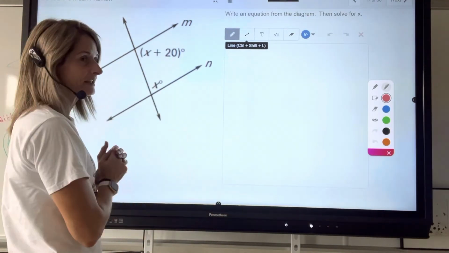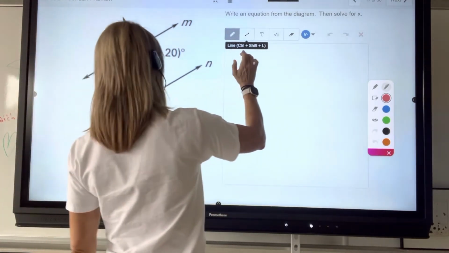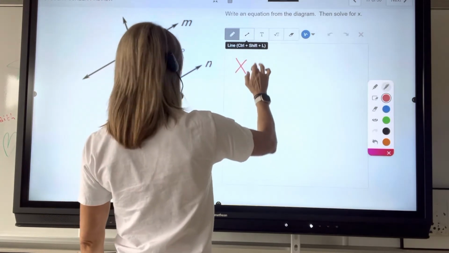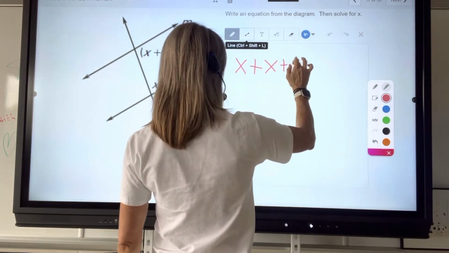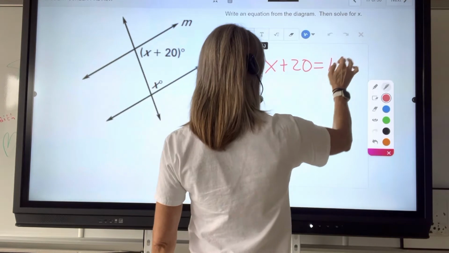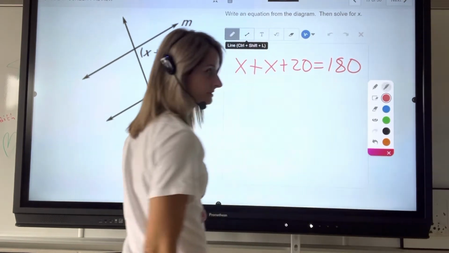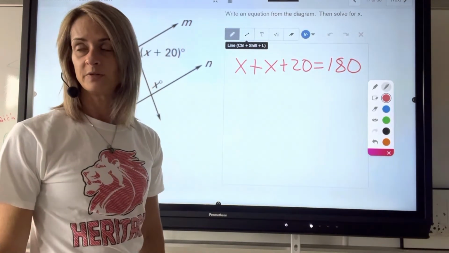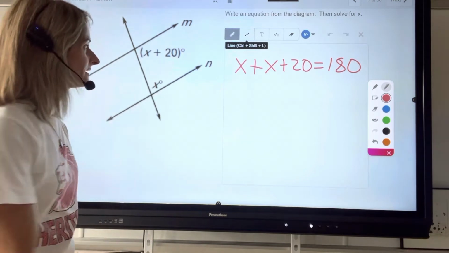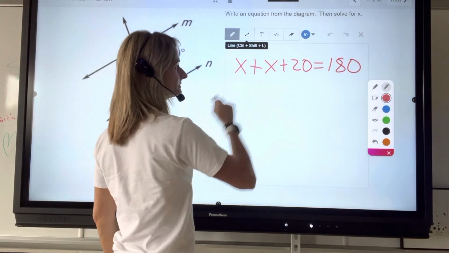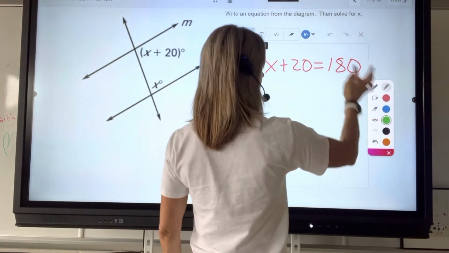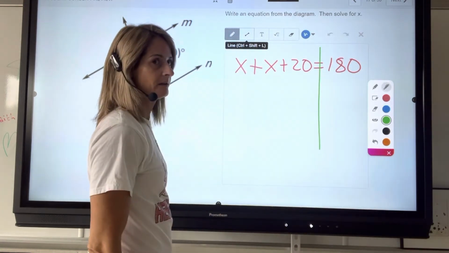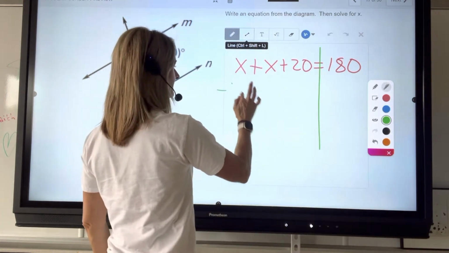But these two are not equal. They're actually supplementary. So x plus x plus 20 adds up to 180 degrees. Are we good with that? So now, these are like terms. They're on the same side of the equal sign, okay? Same side. I've been seeing a lot of this.